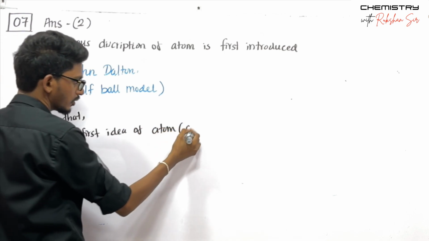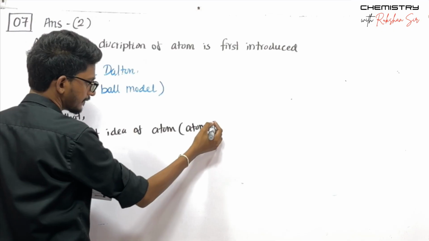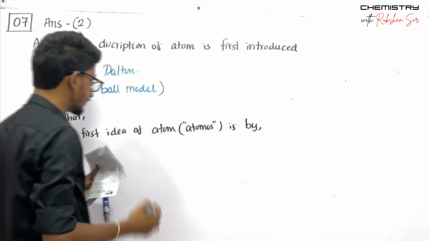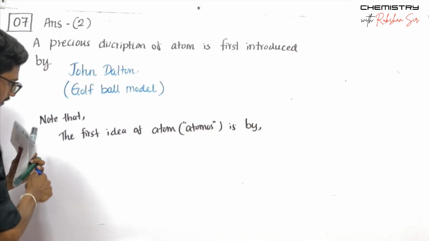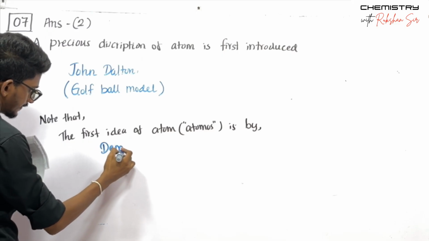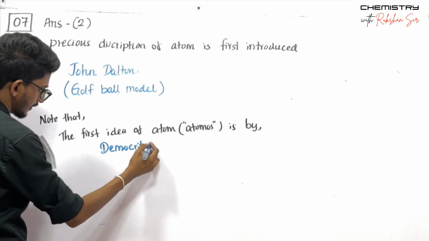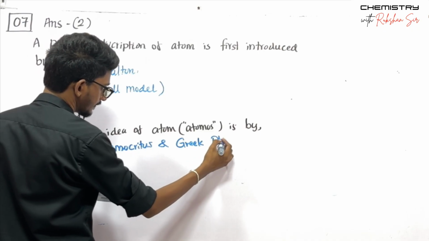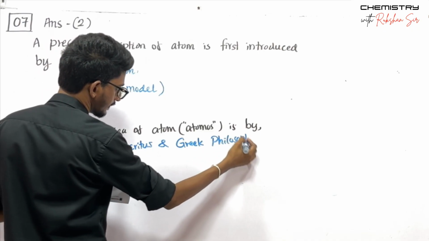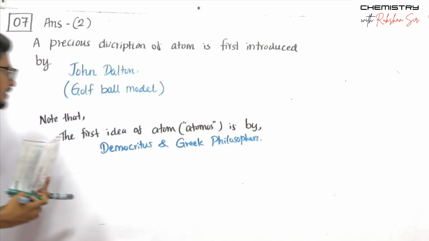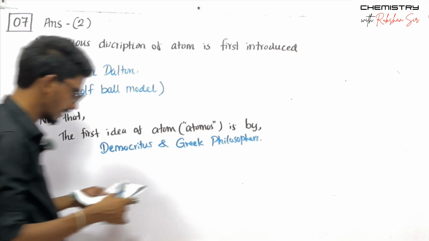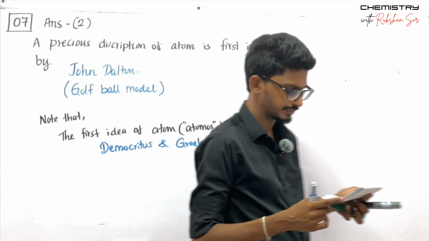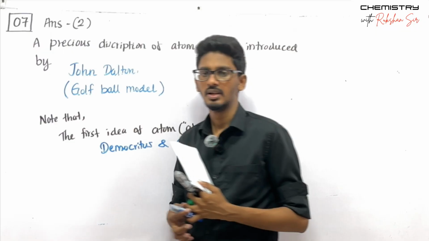First idea of atom or atomos is by Democritus and Greek philosophers, right? Keep that in mind as well. So out of these answers appearing at question number 7, the best choice should be Dalton, number 2. Right? Okay.